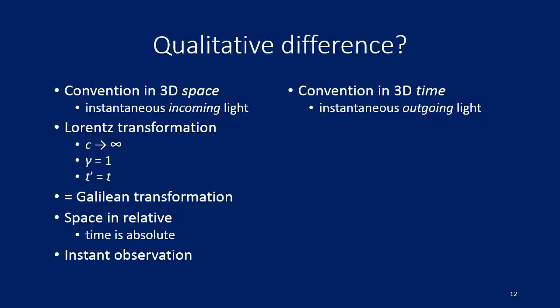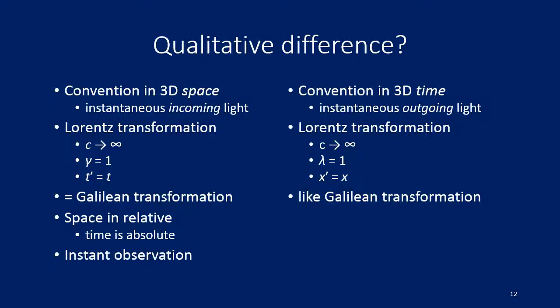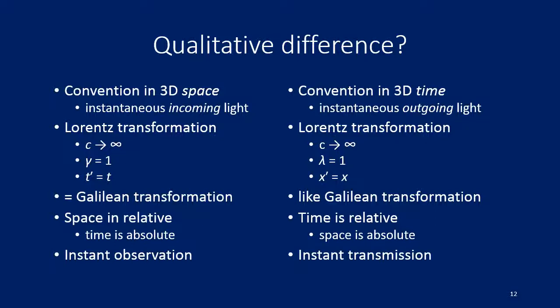Now look at the convention in 3D time, instantaneous outgoing speed of light. So again, the Lorentz transformation, c approaches infinity, lambda approaches 1, and x prime equals x. So this is like a Galilean transformation, but time is relative and space is absolute. So this would be like an instant transmission of light. And the interesting thing is that this is the way we speak. We speak of stars as where they are now, and transmitting light as where it is now when we transmit it.